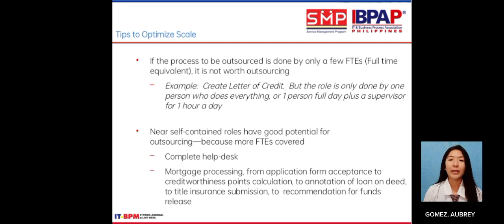Near self-contained roles have good potential for outsourcing because more FTE are covered: a complete help desk, or mortgage processing from application, from acceptance to creditworthiness, point calculation, annotation of loan or deed, to insurance submission, to recommendation for funds release.